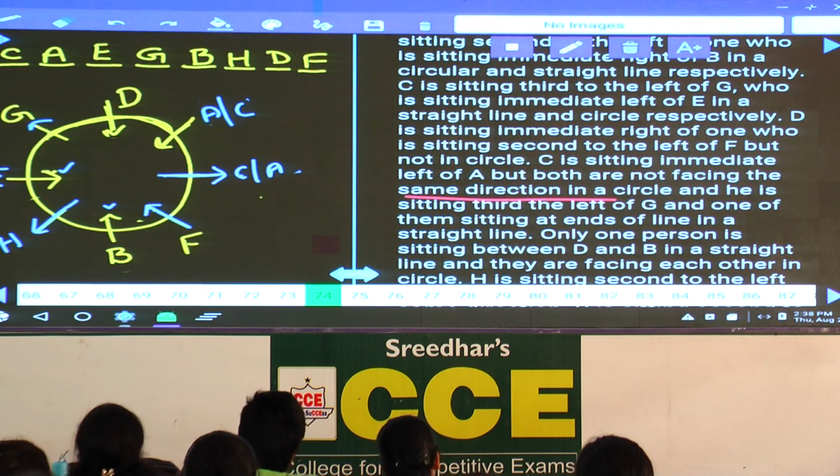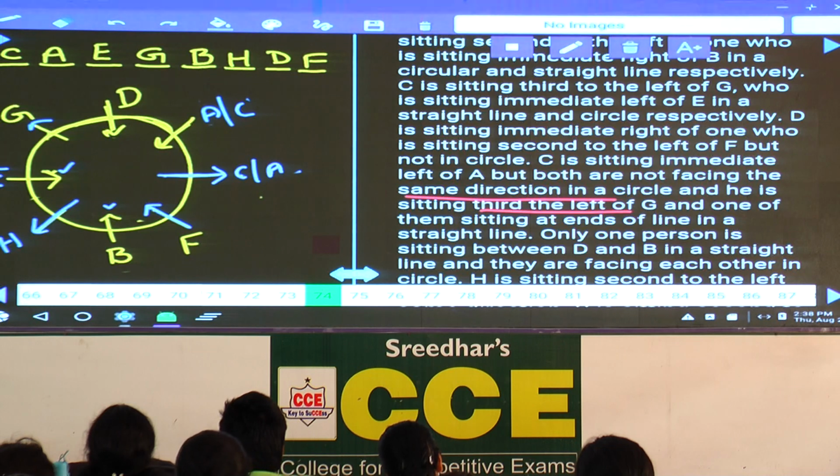Now C is seated third to the left of G, and one of them in a straight line.